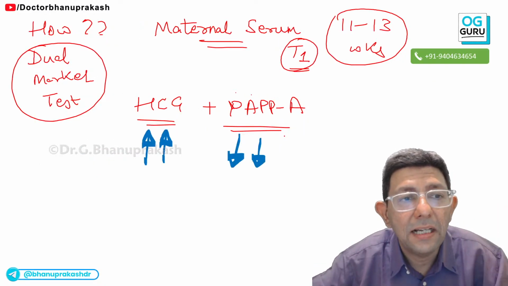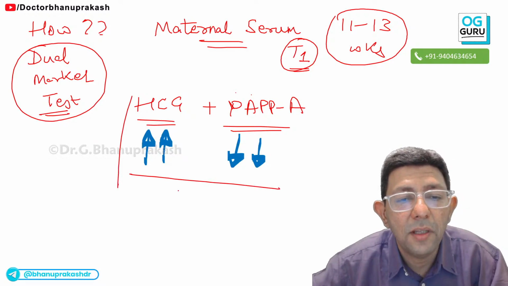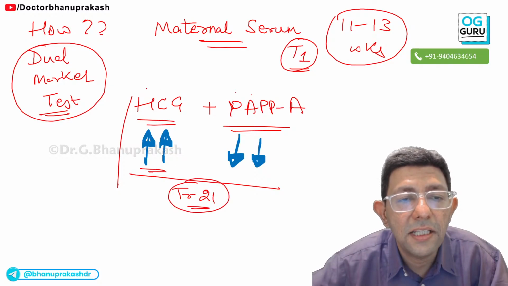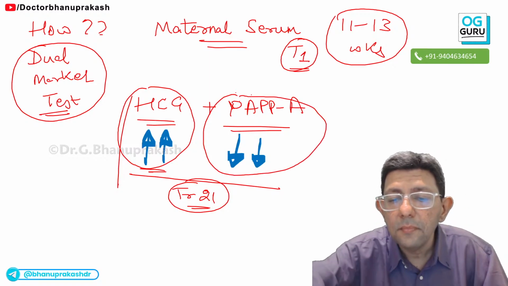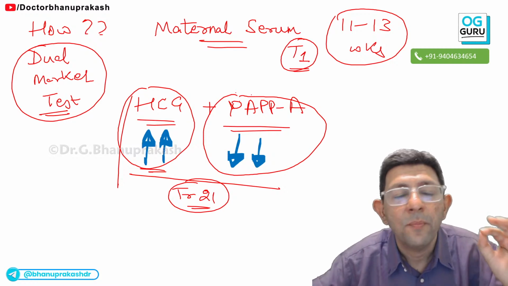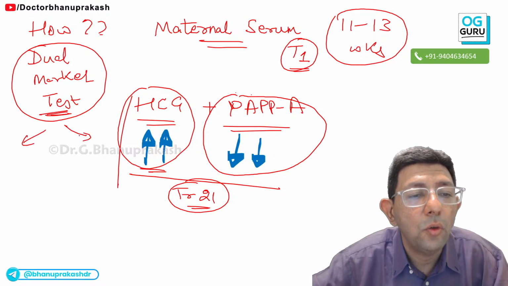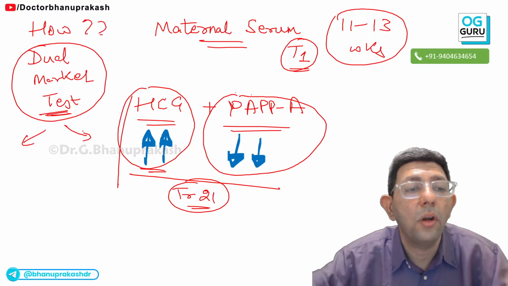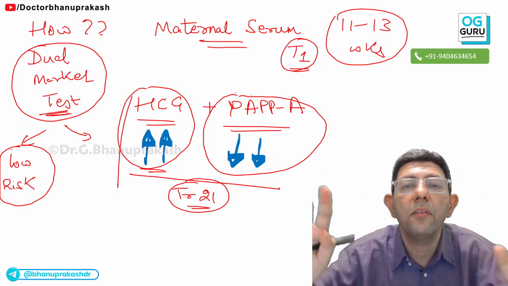Please understand that on the dual marker test report, if the baby is having Down syndrome, trisomy 21, then this is the interpretation: HCG will be higher than normal, PAPP-A will be lesser than normal. The dual marker report is either low risk or high risk. If the dual marker is low risk, that is equal to normal and nothing further needs to be done.